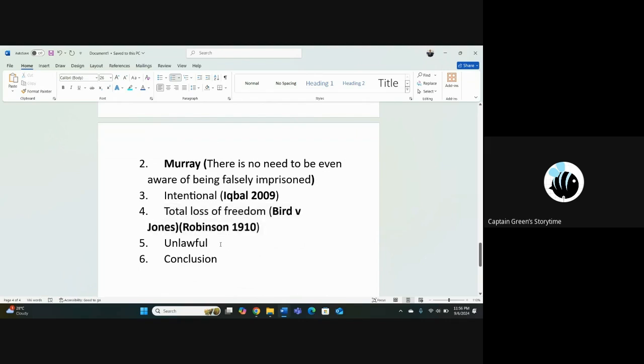Then the last element is unlawful, that is, whether the person being falsely imprisoned is held by the police or by the orders of the court. If none of them, then all other arrests, all other captivities, all other false imprisonments are an offense and unlawful.